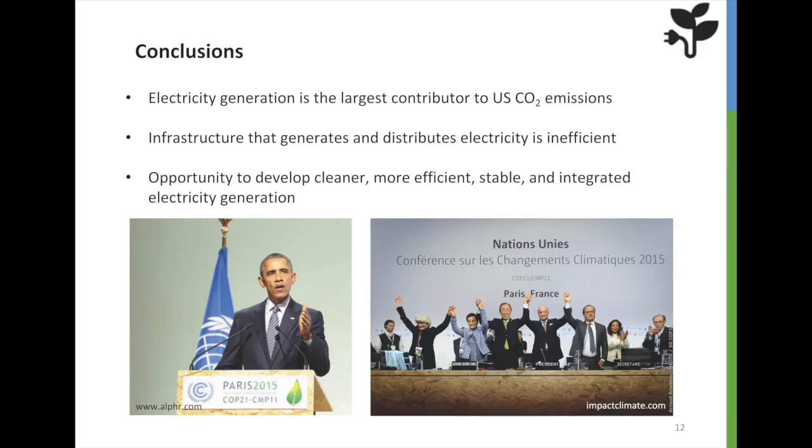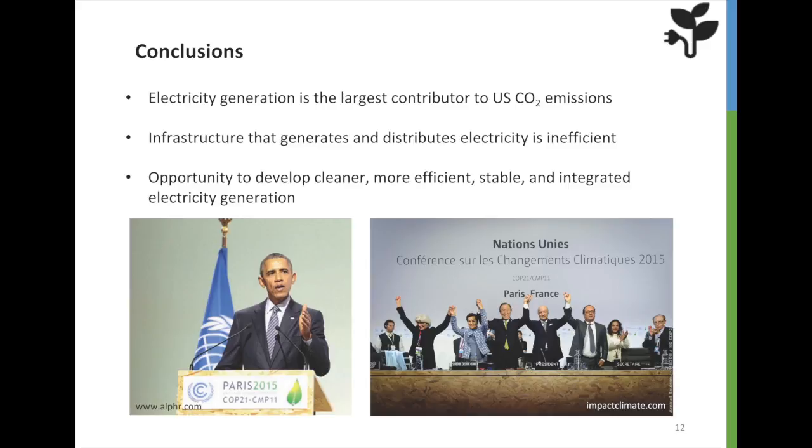So in conclusion, electricity generation remains the largest contributor to US carbon dioxide emissions. So in terms of tackling the issue of climate change, this is a great place to focus. Additionally, the infrastructure we're using to generate and distribute electricity is old and inefficient and unstable. So to address these issues, our bill really creates an opportunity to develop cleaner, more efficient, more stable and integrated electricity generation. This will ideally be scaled up on a national level so that we can transform the way that the US produces and transports energy, helping us comply with international agreements aimed at reducing carbon dioxide emissions while also increasing the stability of our grid here.